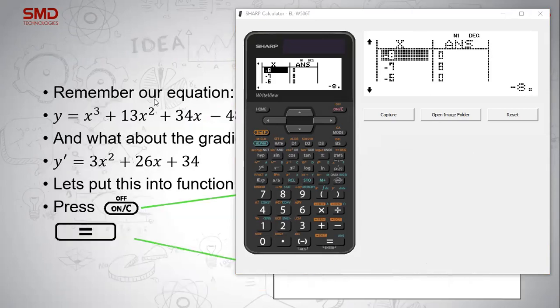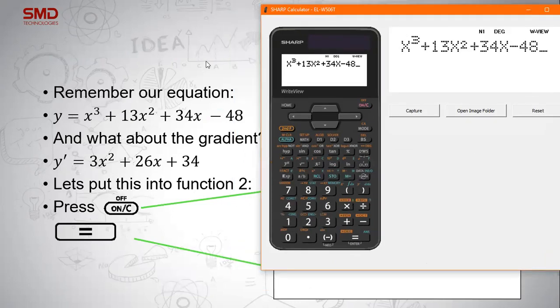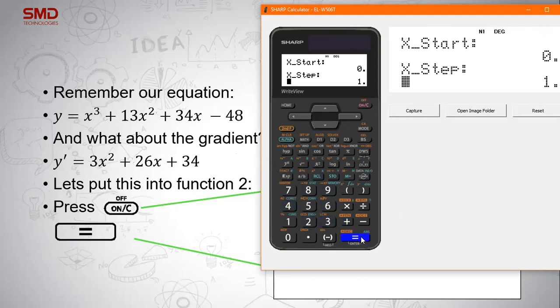Now, from here, what's really cool is what we can do with function 2. I've found the gradients by applying differentiation to my original cubic function, and that's this expression over here, 3x squared plus 26x plus 34. In function 1, I'm going to leave my original graph, and in function 2, I'm going to put this gradient expression in, so 3x squared plus 26x plus 34, and equals, and again equals.